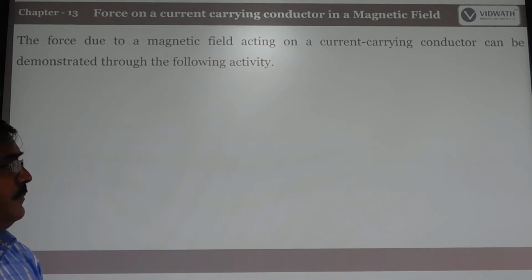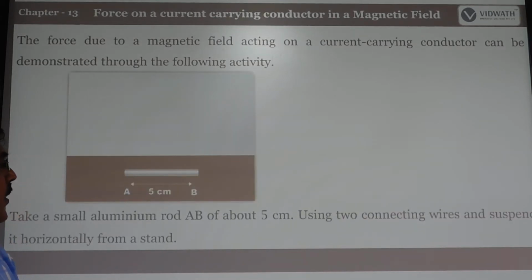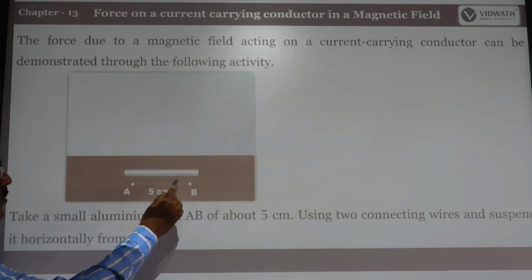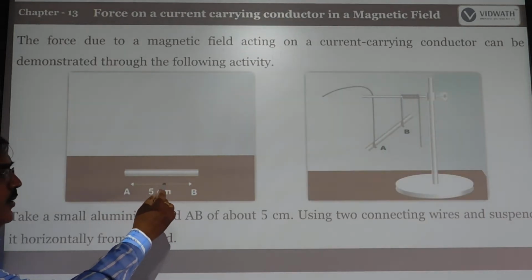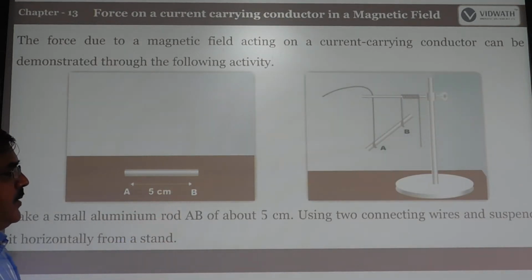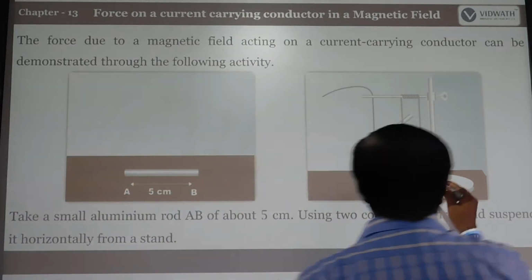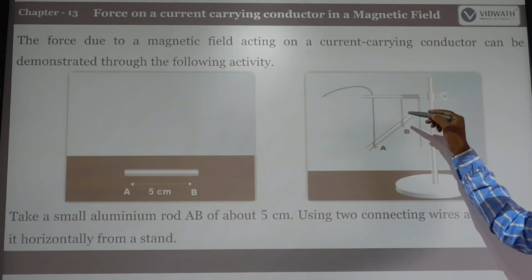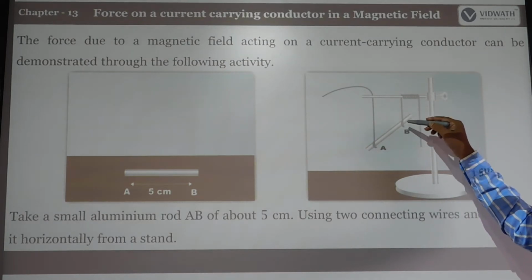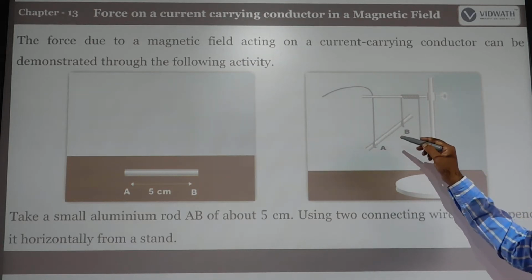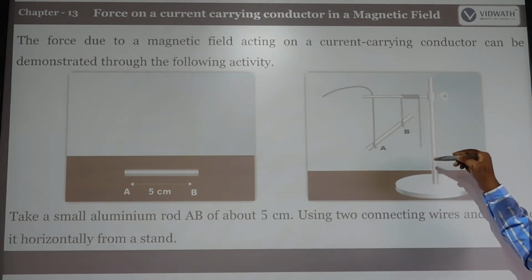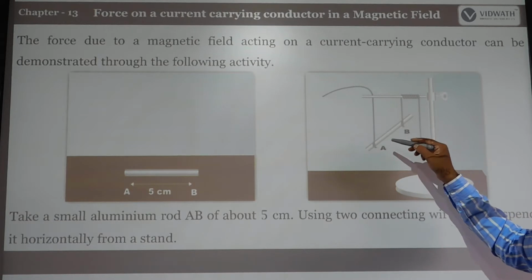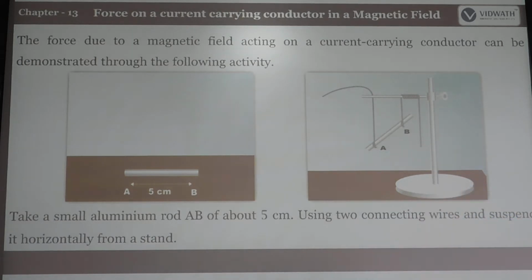So see here. Take one small aluminium rod, which should be 5 cm in length. That is AB. Here you can see the stand. To that stand, some insulated copper wires are attached, horizontally from the stand. So this is the aluminium rod, which can swing freely on these wires.